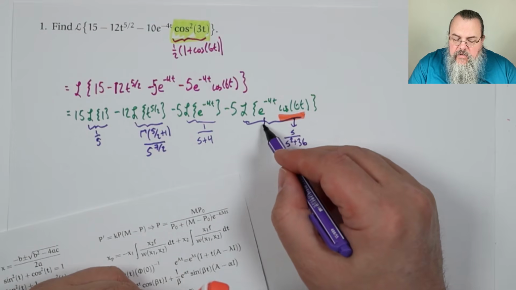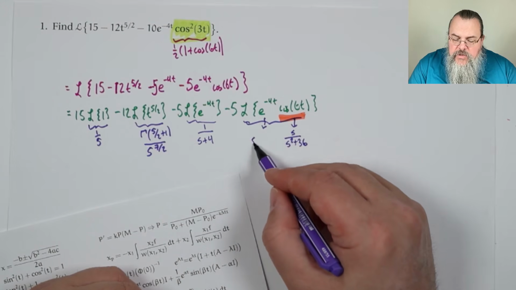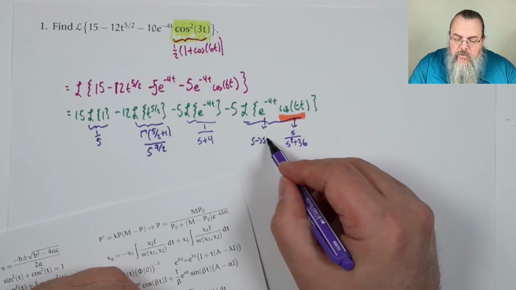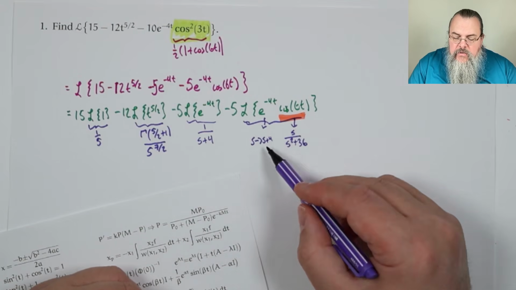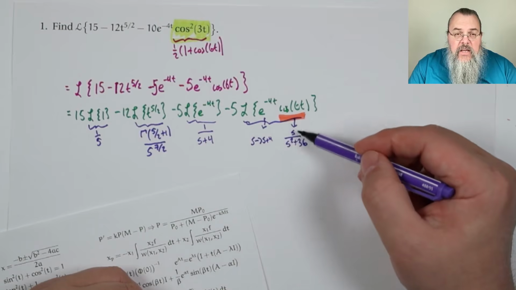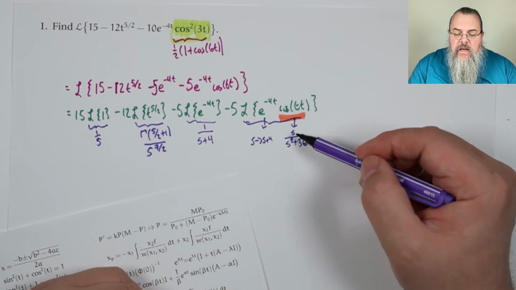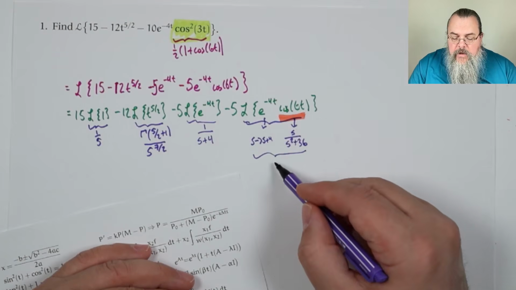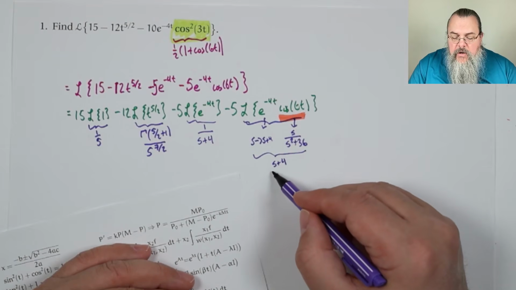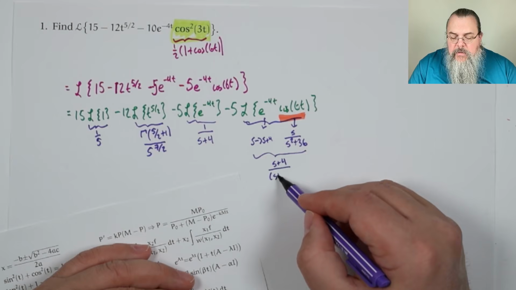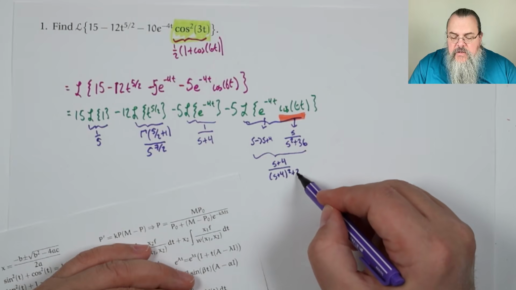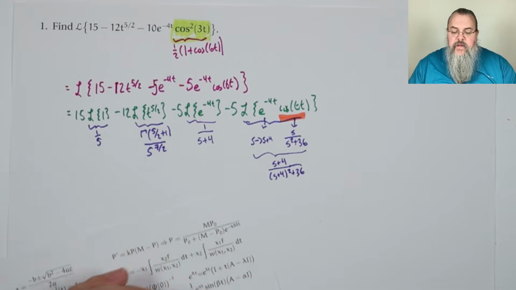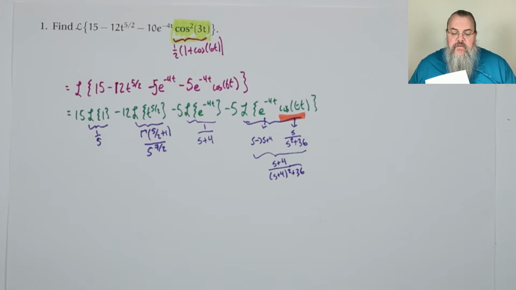Now this says, do a shift. s goes to s minus 4, s plus 4. So we're going to take the Laplace of the cosine 6t and apply the shift, meaning what comes out? s plus 4 over (s plus 4) squared plus 36. All right, 36, 6 squared. So that's the last piece.